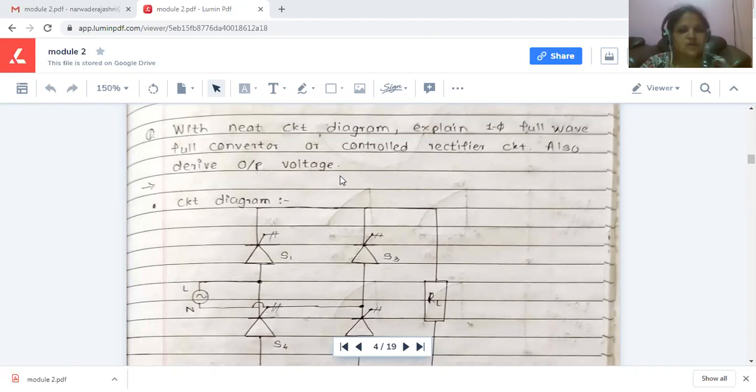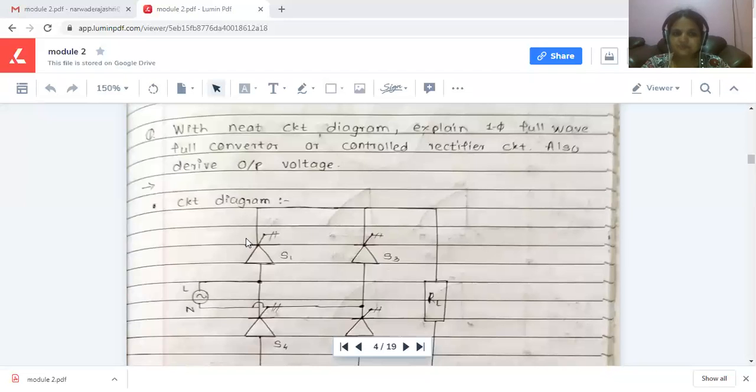Hello students, in the earlier lecture we discussed the chapter that is phase control, rectifier and inverter. In that lecture we covered one question, that is the single phase full wave half converter or half control circuit. Now in this section we will study the single phase full wave full converter or full control rectifier circuit.